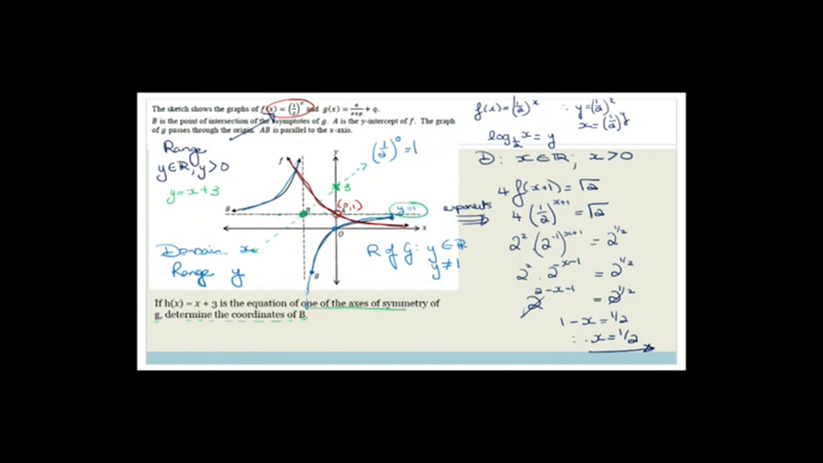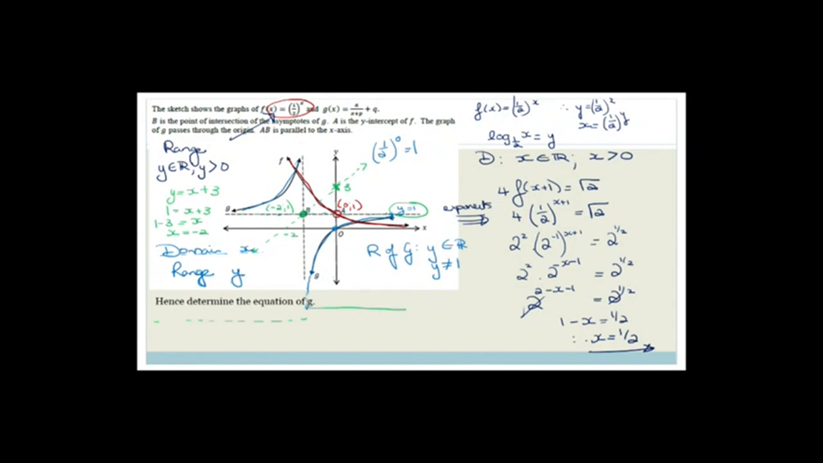Okay, so if that's the case, we just need to work out what the x value is there. So we can substitute y = 1 into this. Therefore, 1 = x + 3, so x = 1 - 3, therefore x = -2. So this asymptote is actually -2, and B is the point (-2, 1). X is -2, y is 1. There you go, that wasn't so bad.